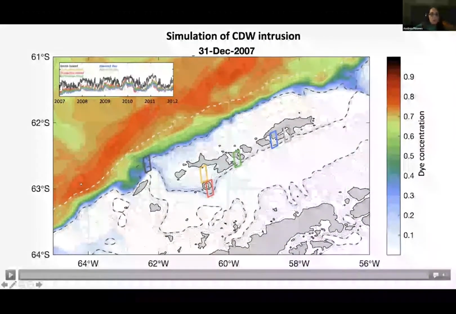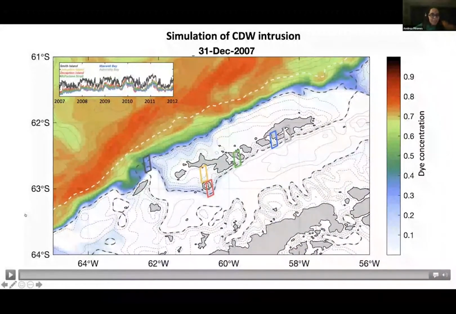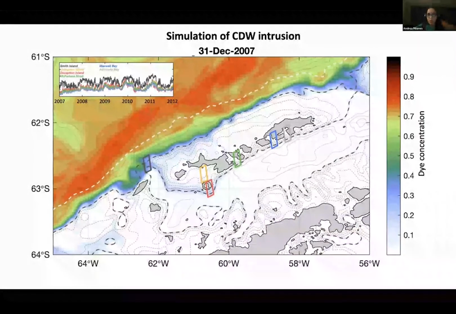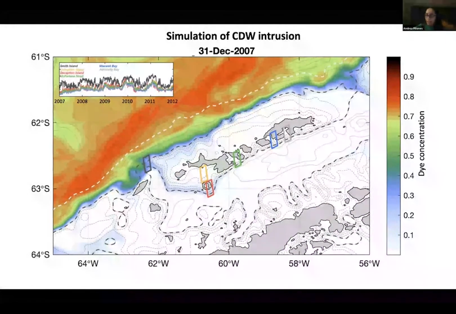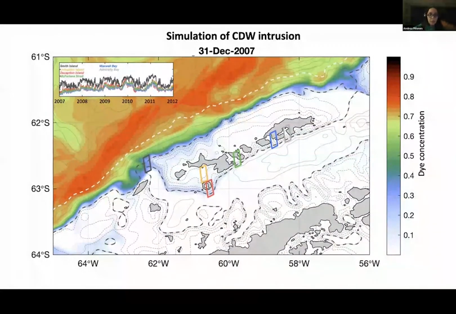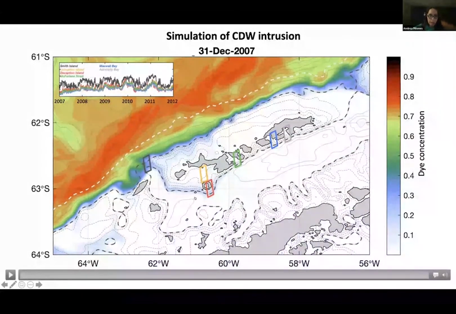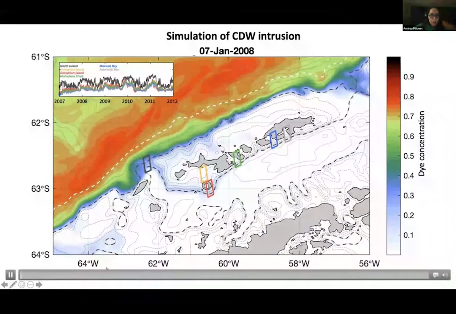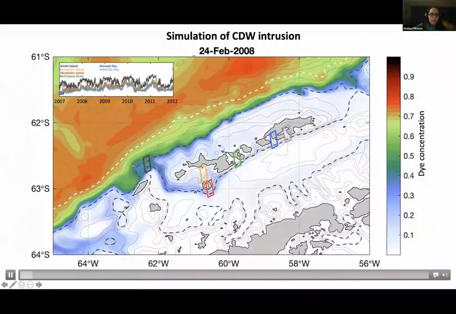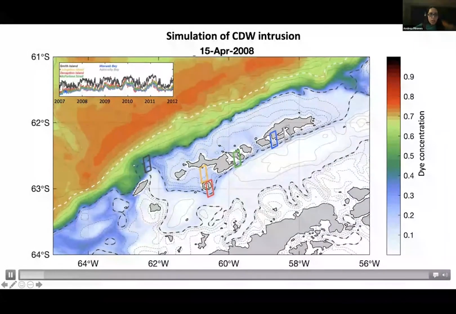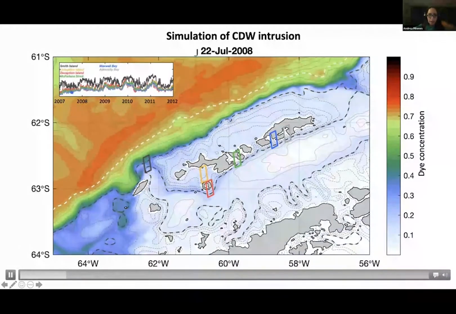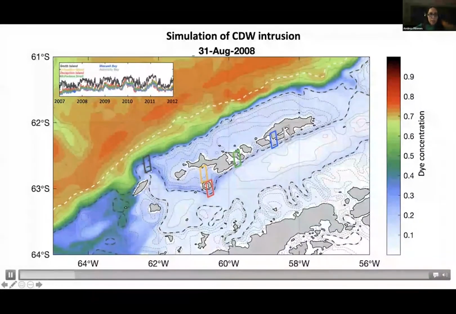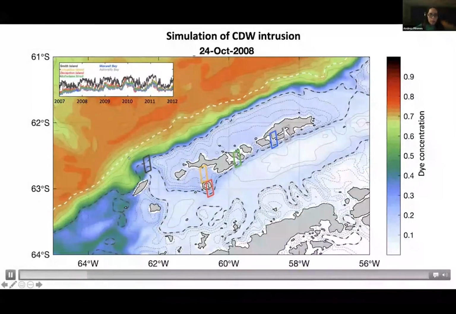So the following animation I want to show you here is the simulation we did with the passive tracer, okay? Like I said before, this passive tracer is meant to represent the advection of circumpolar deep water along the study region. Some of the interesting things here is that this intrusion has a very clear pathway along the study region.